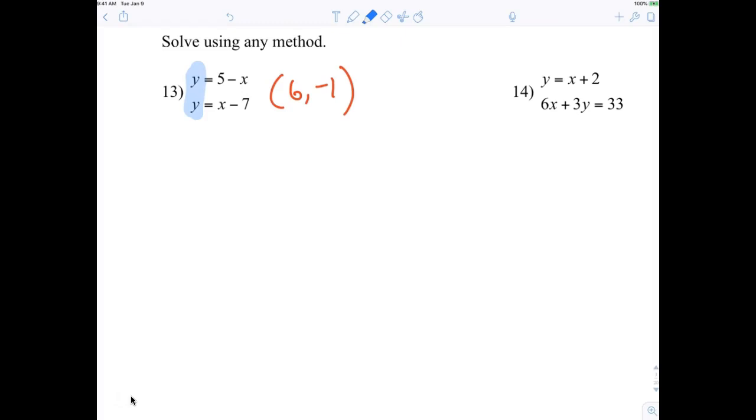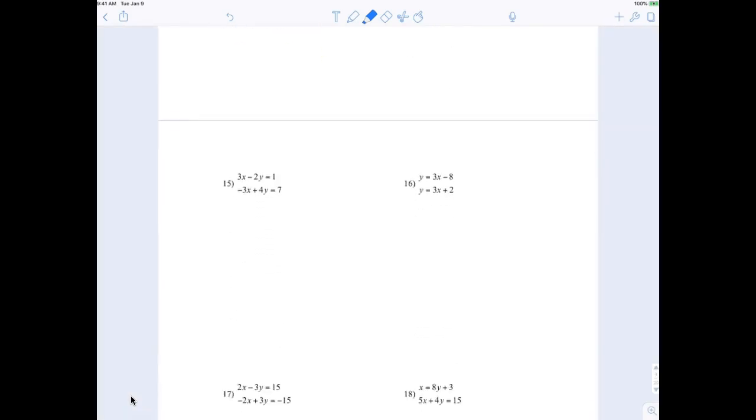So you type in, did you type it into Y1 and Y2? So now did you hit graph? Now I want you to go to second. Then you hit the calc button. And then it's number 5. Then hit enter, enter, enter. 6, negative 1. All right, here we go.